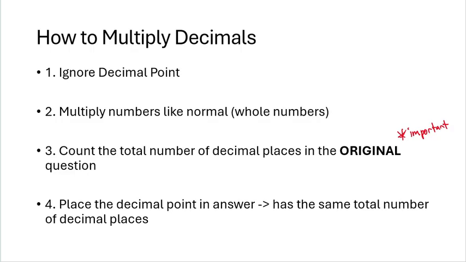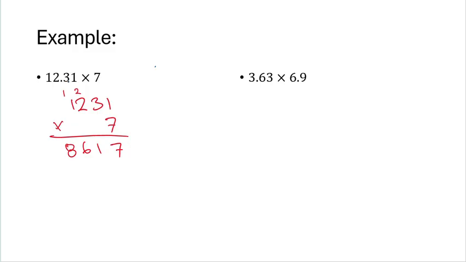We're going to do step 3 now. Count the total number of decimal places in the original question. So over here, there's 2. So in your final answer, you're going to start from the far right and move it twice towards the left, okay? Because there's 2. So we actually end up with 86.17.